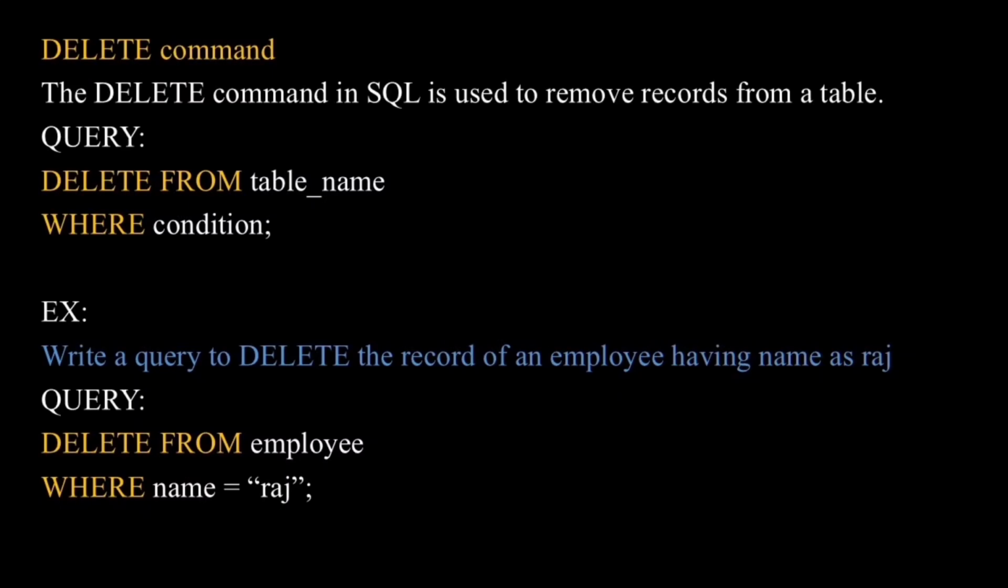Let's understand with an example. To delete the record of an employee with the name Raj, the query is: delete from employee. It indicates that records will be deleted from the employee table where name equals to Raj. It specifies that only the rows where the name column matches Raj should be deleted.